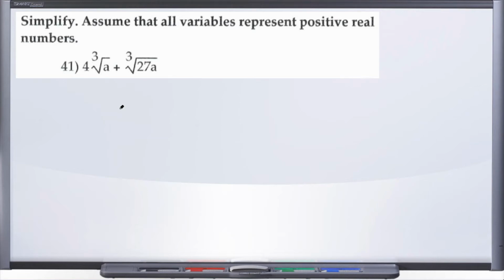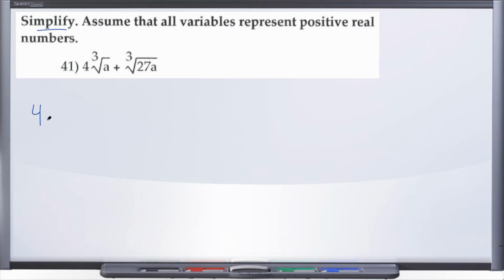All right, so here we are into a new section now. Simplify. Assume that all variables represent positive real numbers. And again, as soon as I see the word simplify and I have radicals, right away I start thinking, all right, let me break these radicals down into good stuff, bad stuff.